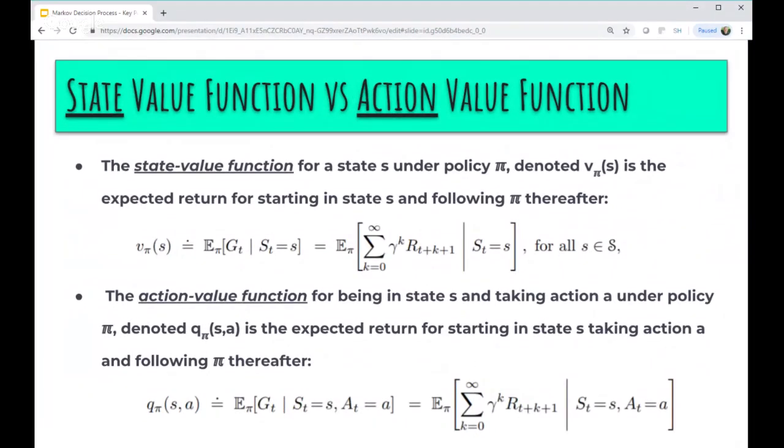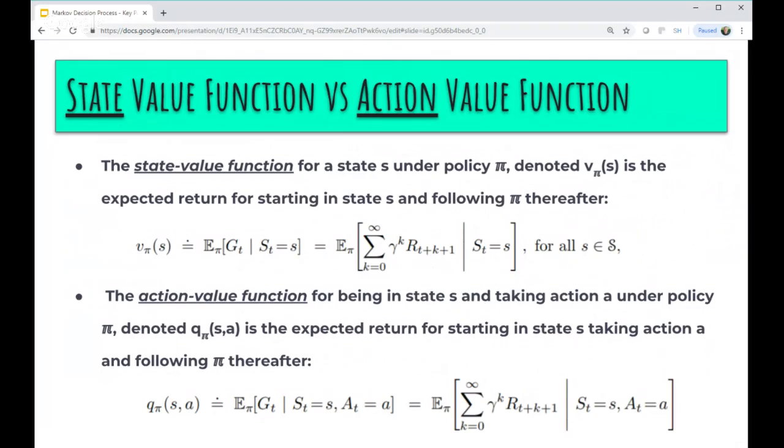So here's that distinction I mentioned, state values versus action value functions. A state value function for a state S acting under a policy pi is denoted V sub pi of S. It's the expected return that you expect to see for starting in that state and then following policy pi thereafter. So if you find yourself in state S and follow policy pi, the value that's assigned to that state S, V sub pi of S, is given by the equation you see there. It's just the expected discounted return that you expect to see for being in that state.